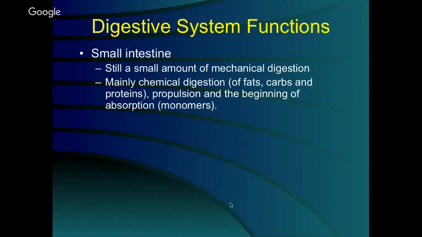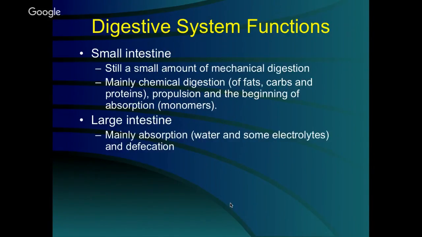Speaking of the small intestine, the functions in the small intestine, again, obviously we have propulsion occurring here, as we have in all regions. We do see a little bit of mechanical digestion, but really if something's not physically broken down by the time it gets to the small intestine, it's probably not going to be. The main thing that we see here happening is a lot of chemical digestion of all three nutrient categories, and we finally start to see the beginning of absorption of those nutrient monomers into our system.